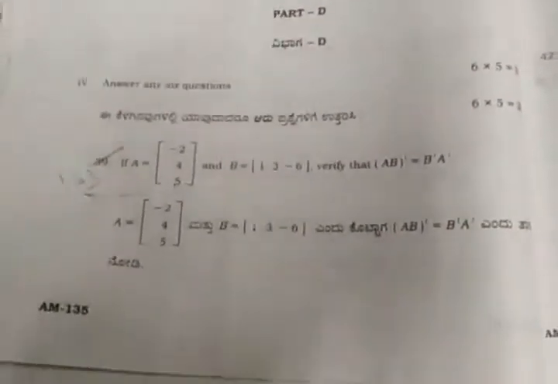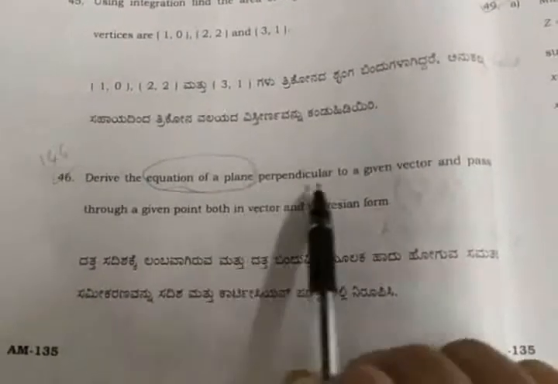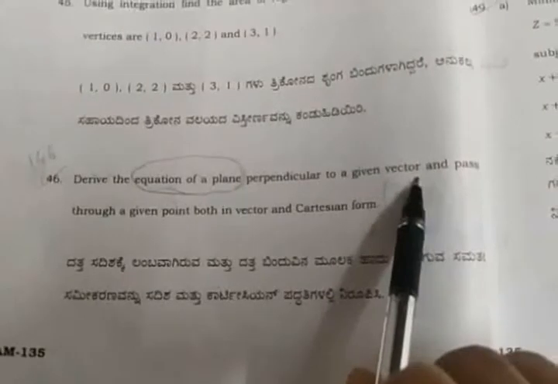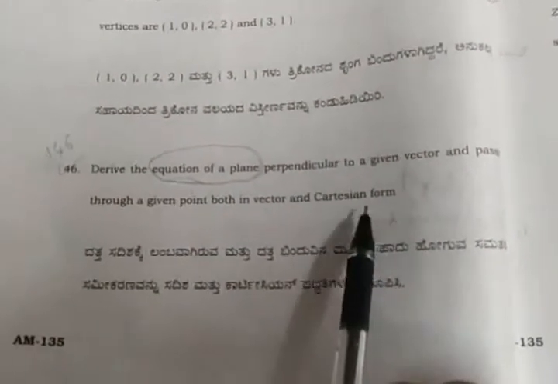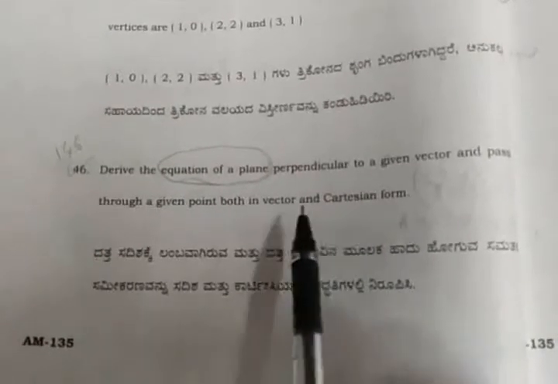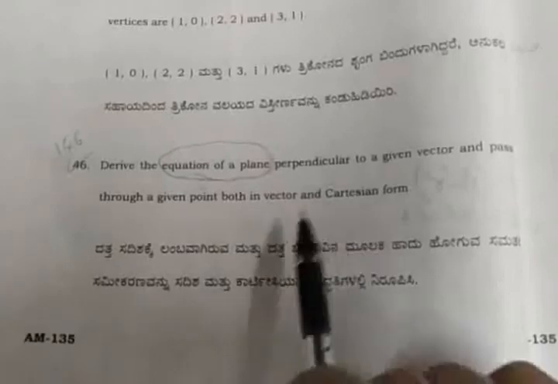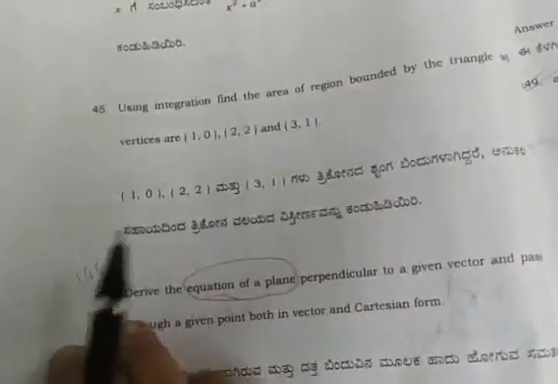And in section D, okay, in section D, 3D question. Here we find derive the equation of the plane perpendicular to a given vector. Normal is given and passing through a given point, both in vector and Cartesian form. So which one will it be? It will be the second derivation, see. The second derivation: vector r minus vector a dot normal is equal to 0. So that derivation has to be done. Okay, so this completes 11 marks.